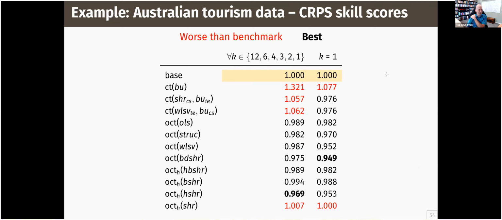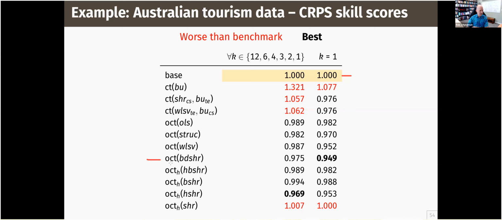So again, the base is my original forecasts, which are not coherent, so I don't want to use them, but they give me something to compare against. And then I'm doing CRPS skill scores again. So a number less than 1 is better than the base, and a number bigger than 1 is worse than the base. So the red ones are not interesting. That's where my reconciliations actually made things worse.